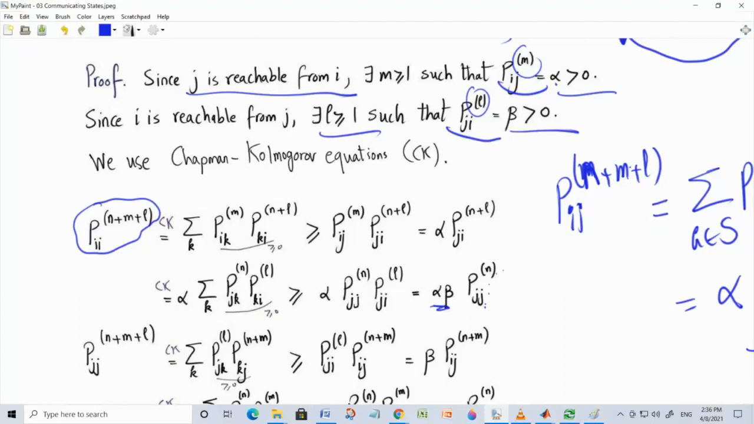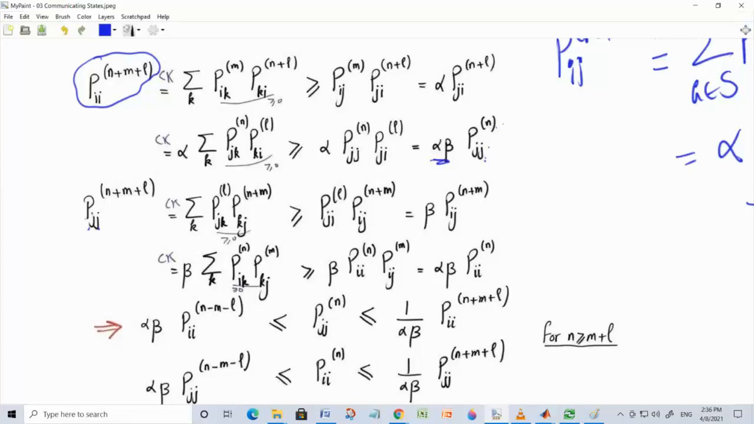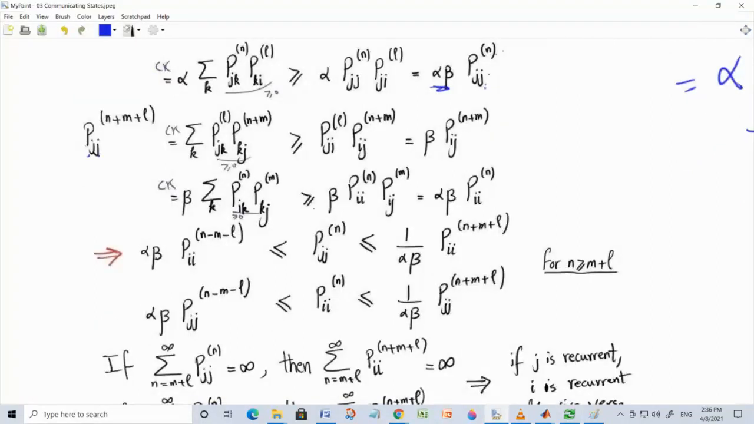But now you can redo this starting from Pjj. You just switch the roles of I and J. You can do this, and you will reach another inequality that Pjj of N plus M plus L is greater than or equal to alpha beta, Pii of N. And so what we have here is these two inequalities.